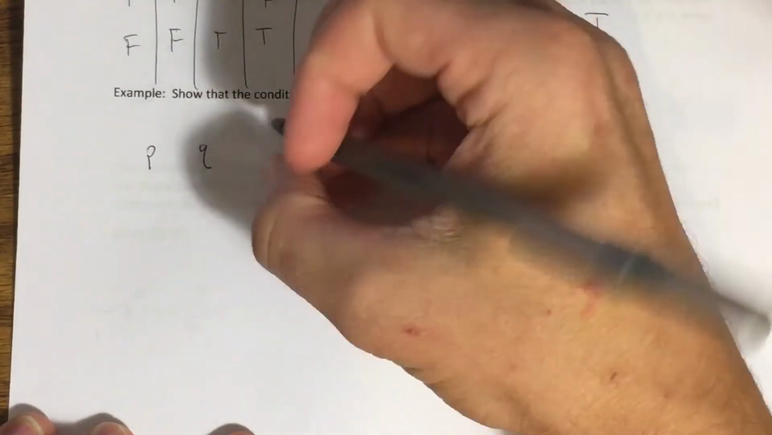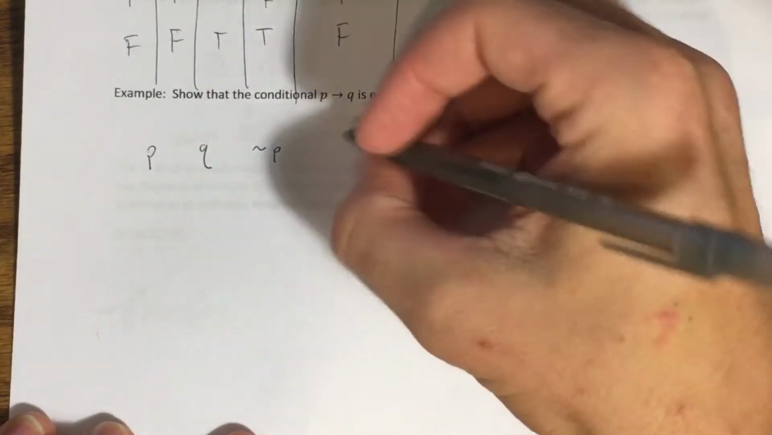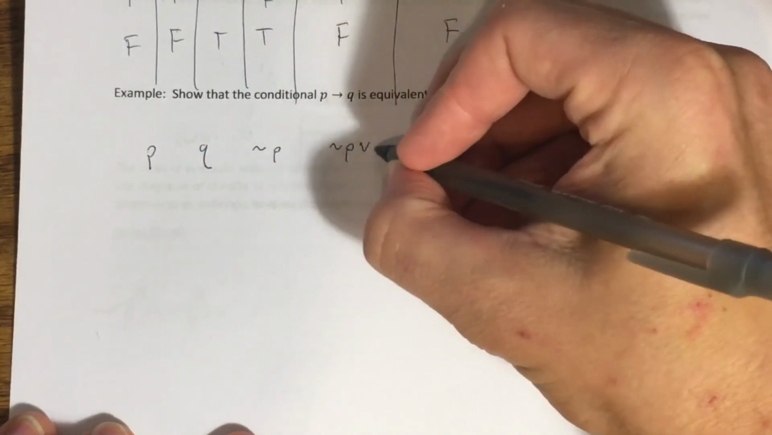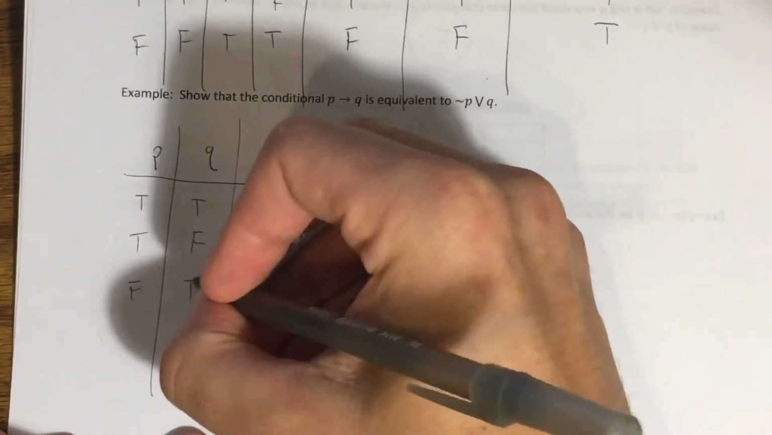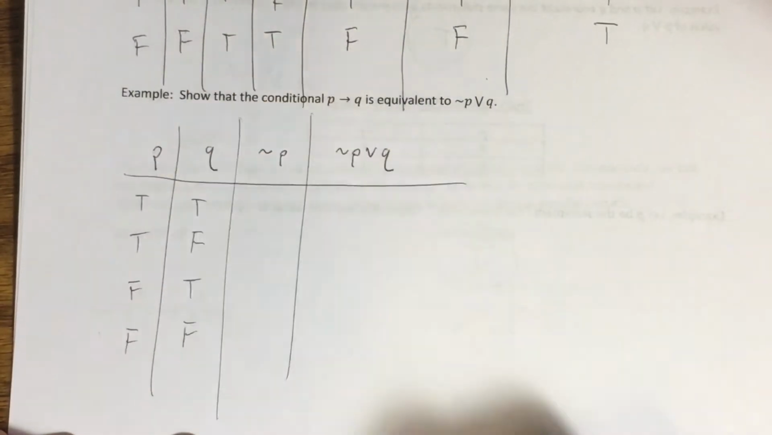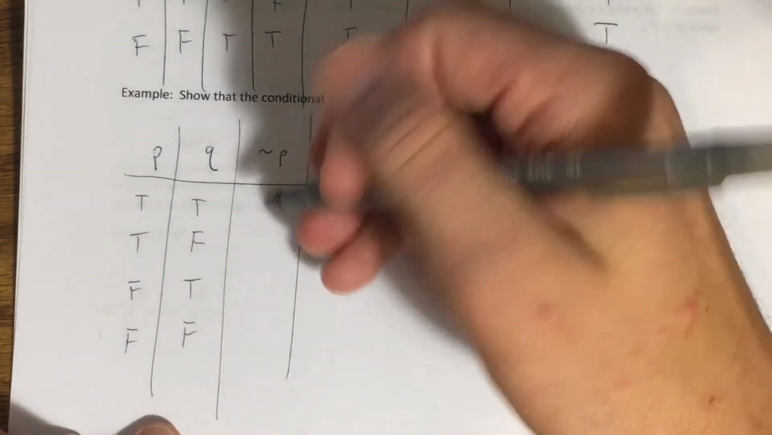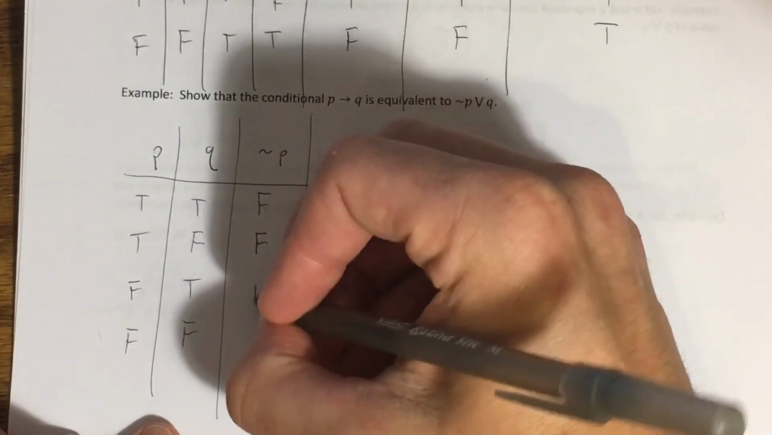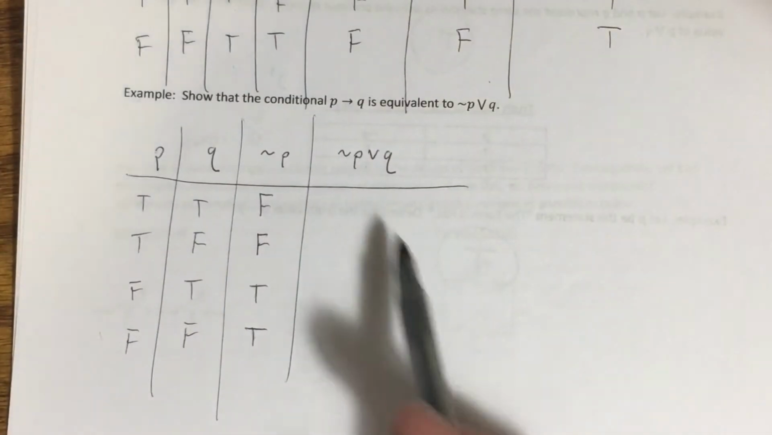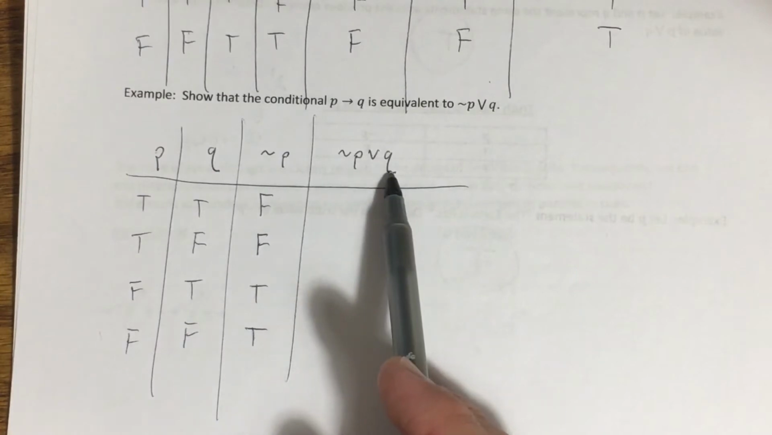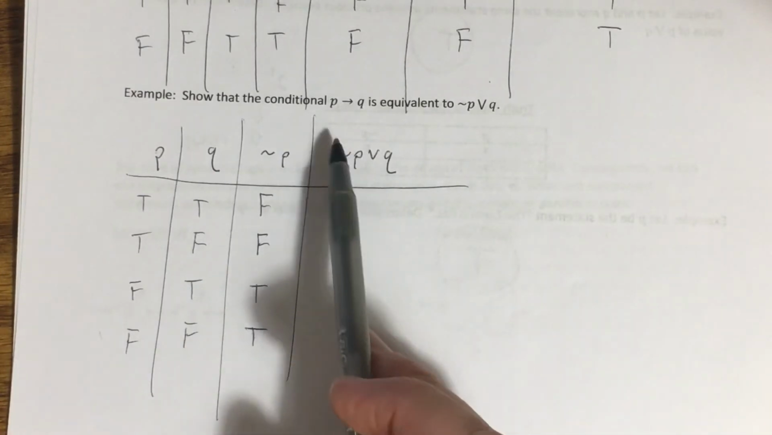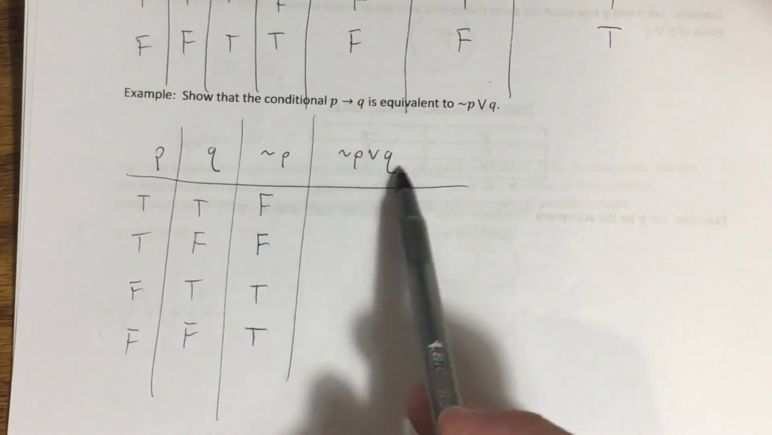I need a column for not P. And then finally, I need a column for not P or Q. Here are my columns. We know that we have true, true, true, false, false, true, false, false. These are always the same. Not P from this column is going to be false, false, true, true. Now we're looking at a disjunction, and remember, disjunctions are only ever false if both statements are false. They're true anytime at least one of those statements is true.